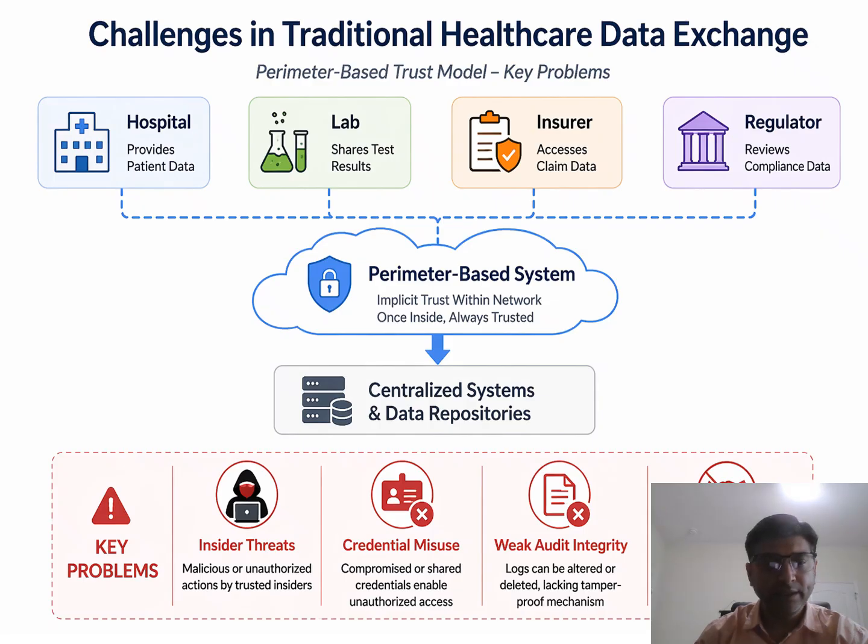Next slide. The challenges: the traditional system follows a one-sided, always-trust model, which is risky. Multiple parties, hospitals and insurers, share data through centralized systems. This leads to insider threats, credential misuse, and weak or tampered audit logs.